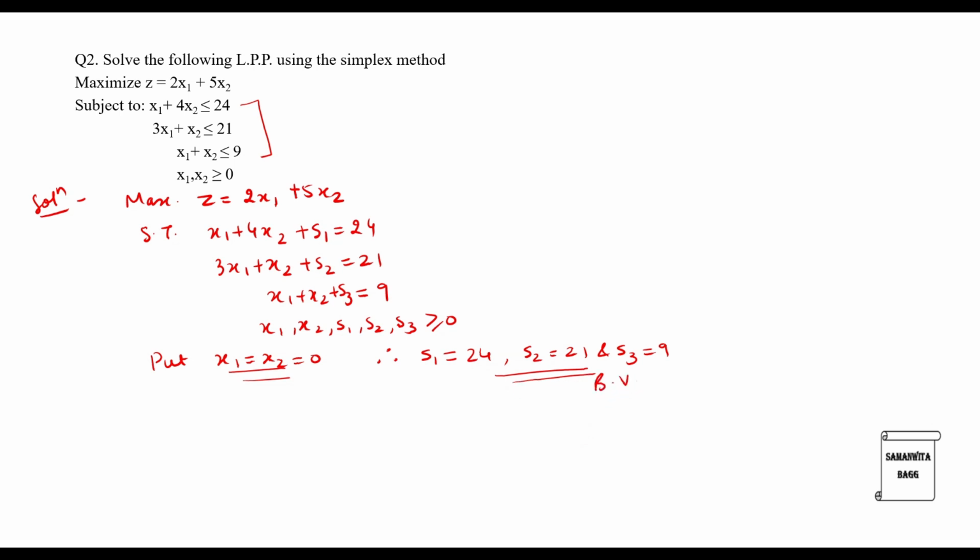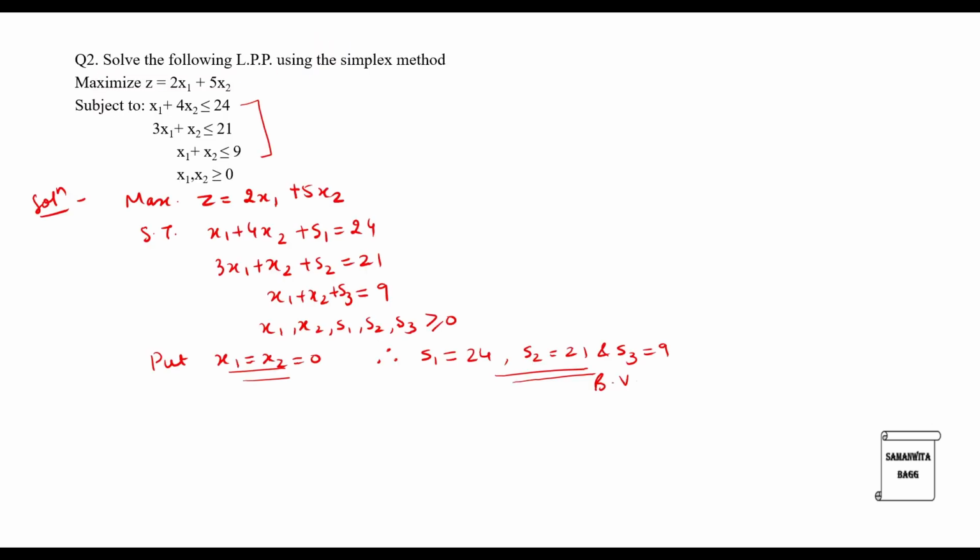So we will start drawing the initial simplex table. The solution that we obtain over here is called the initial basic feasible solution. I have discussed this term in the theory session. You can go back to the theory session and revise this.